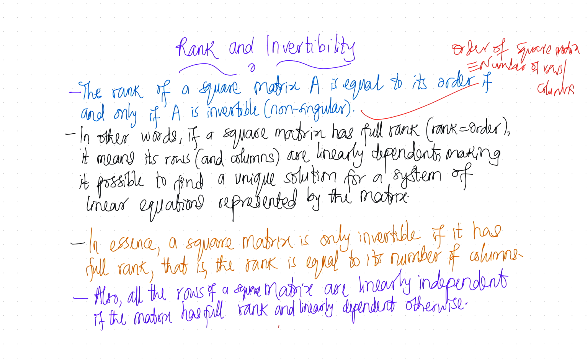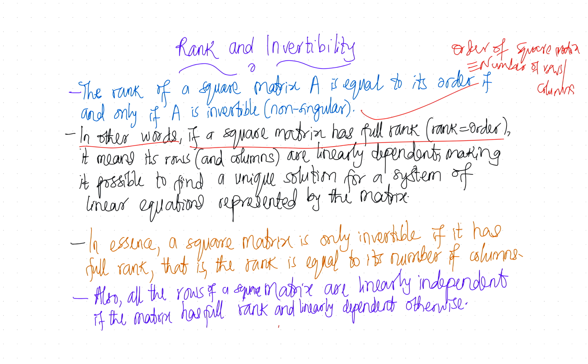In other words, a square matrix has full rank if the rank is equal to the order, and the order is the number of columns. So if you have 3 rows and 3 columns, and the rank is 3, that means the rank is equal to its order. And in that case, you say it has full rank.